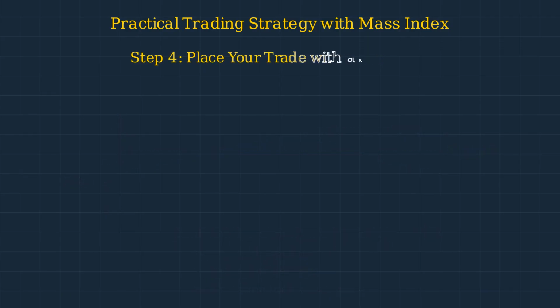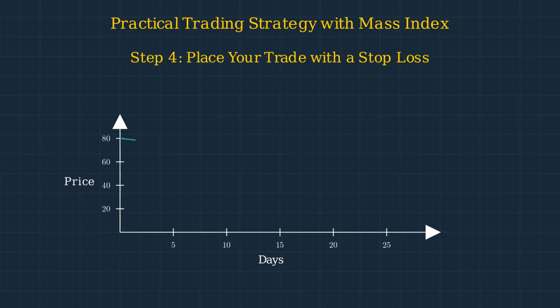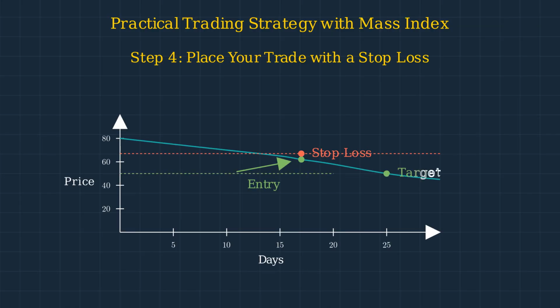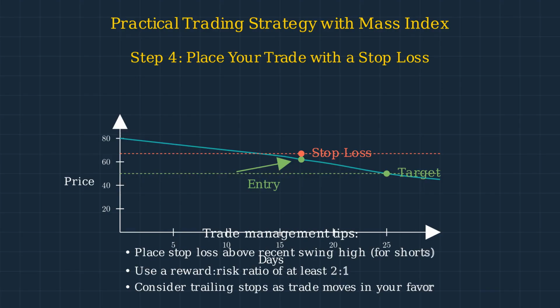Step 4. Once you have confirmation, place your trade with a well-defined stop loss. For this short position, the stop loss is placed above a recent swing high. Target a reward-to-risk ratio of at least 2 to 1, and consider using trailing stops as the trade moves in your favor to maximize potential profits while protecting gains.